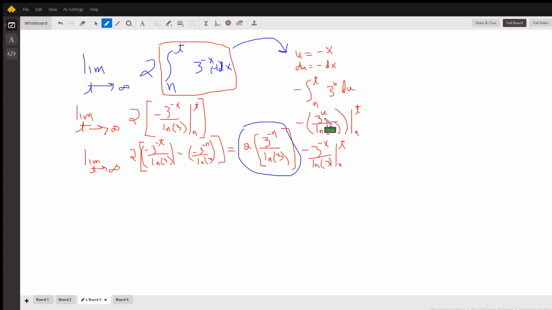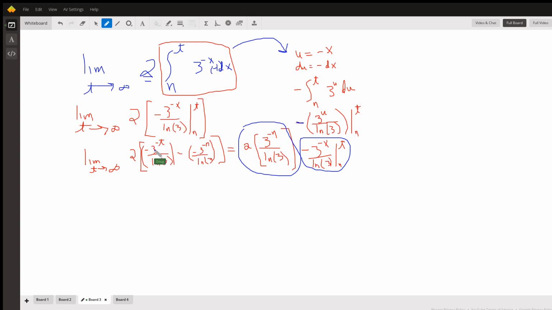And finally, the antiderivative of 3 to the u is 3 to the u divided by ln of 3, with this minus sign out front. So this is our antiderivative right here, this thing in red. But I want to take the limit as t approaches infinity with this multiplier of 2 out front. And now how do we evaluate this? Well, we put t in for x minus we put n in for x. And then let t approach infinity.